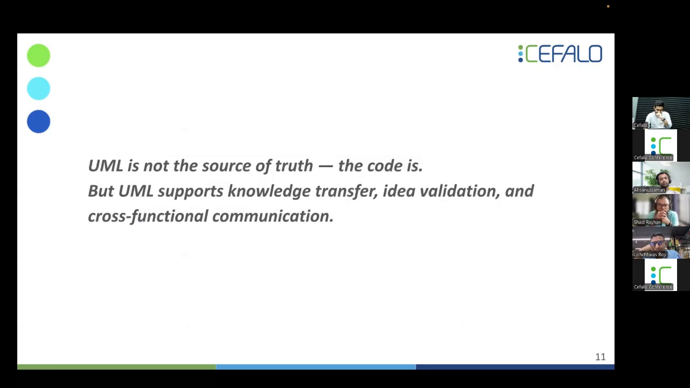Okay. Here comes the important part for us at least. We never treat UML as the source of truth. The source of truth is always the code. UML is just a helping tool which helps us to validate ideas, and also, importantly, helps quite a lot to transfer knowledge across the team and for global cross-functional communication, because most teams have members in other parts of the world.